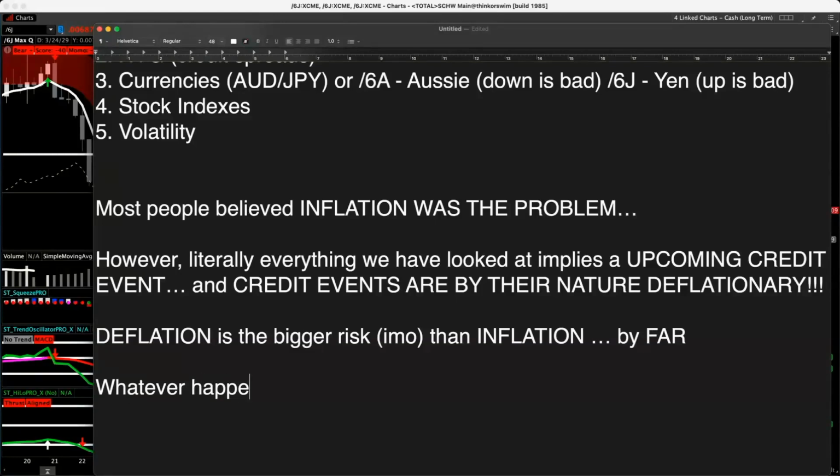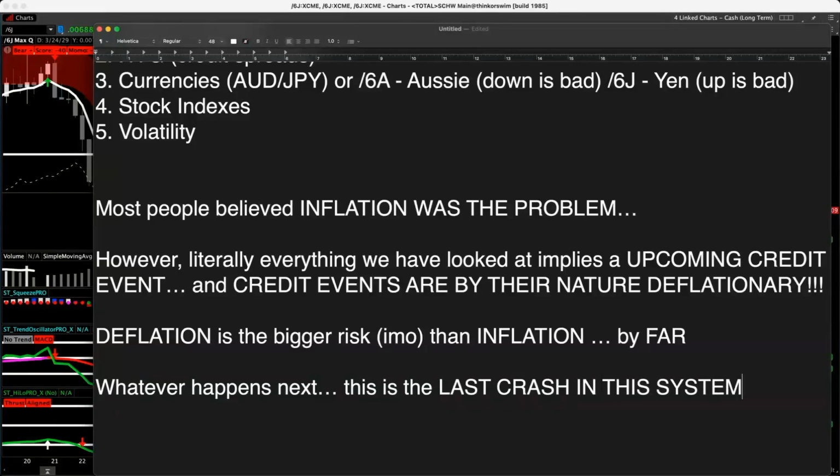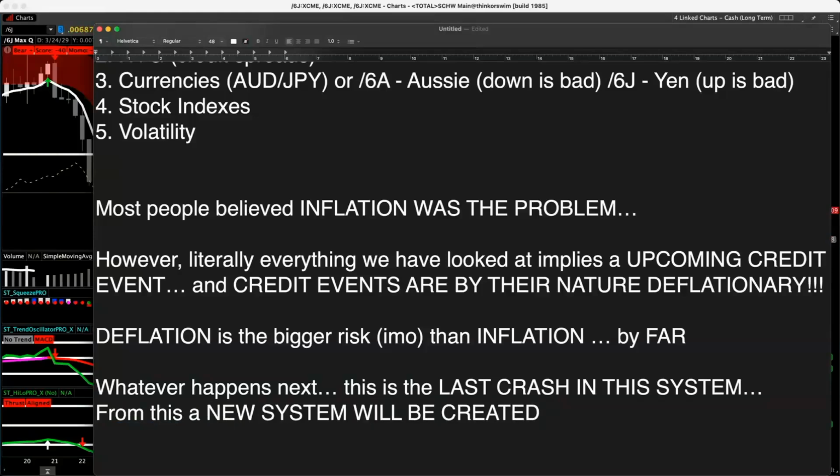Whatever happens next, this is the last crash in this system. From this, a new system will be created. That's more opinion than anything else, but I do want to put that out there.